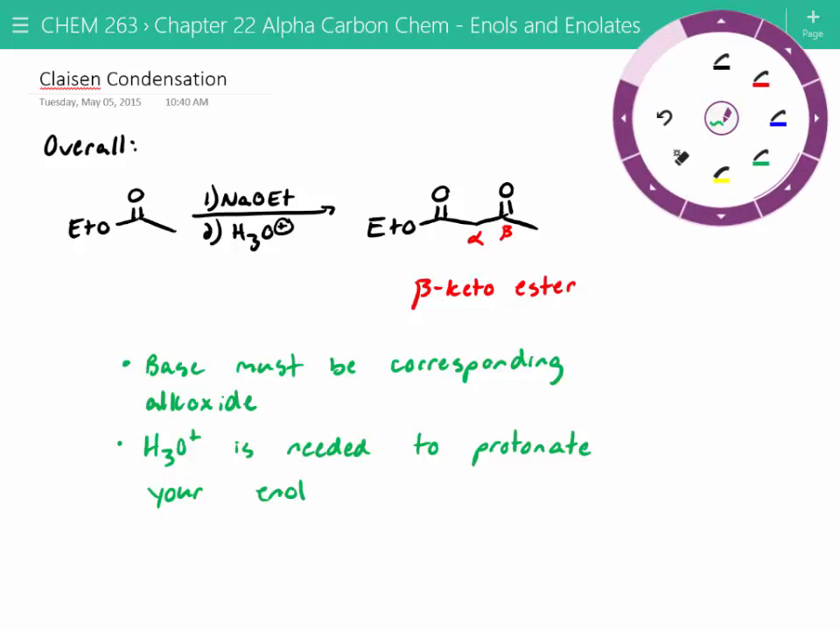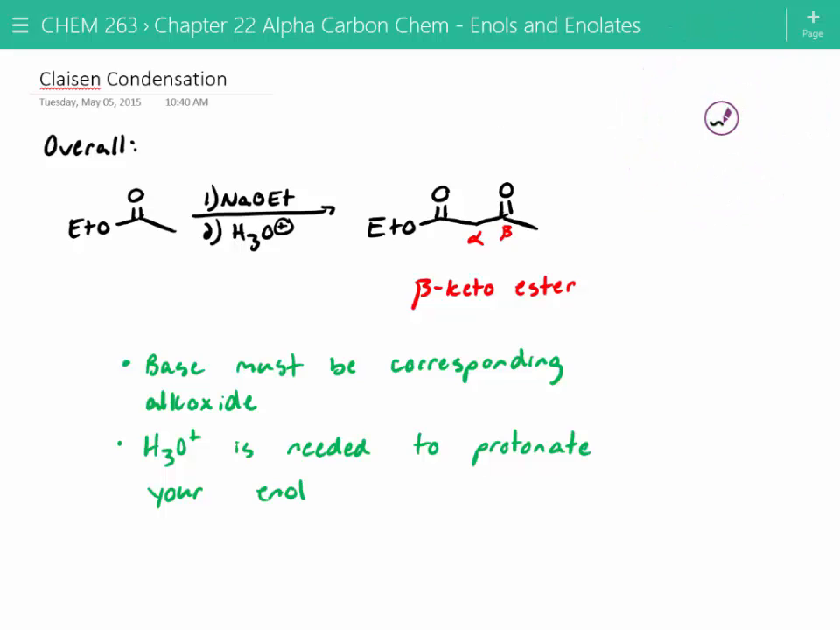If you did it one and two, could you also add in? It wouldn't work very well. It'd be too sterically crowded. But yeah, that's a good question. We'll see when we get into alkylation that you can alkylate your alpha position more than once, but with the Claisen condensation, it gets too sterically crowded to add in two ketones off of there.